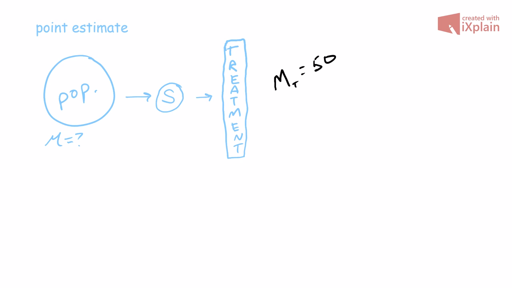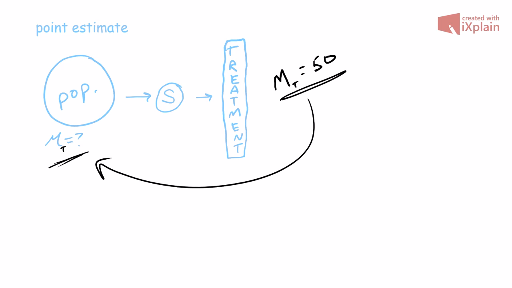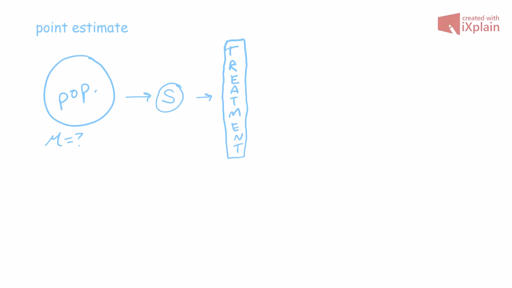Now what we're saying is our best guess at what the population parameter would be if we gave them the treatment, mu sub t, would be 50. Of course, it doesn't have to be 50 exactly. It probably isn't 50 exactly. It's just that this is our best guess based on our study. Again, this would be our point estimate. We always use a sample mean as a point estimate.